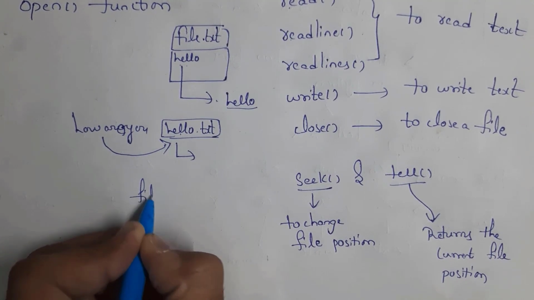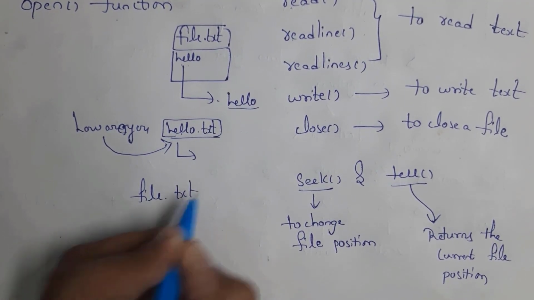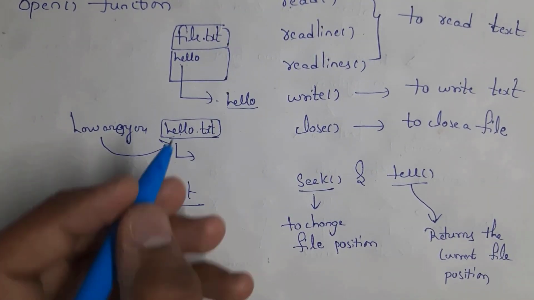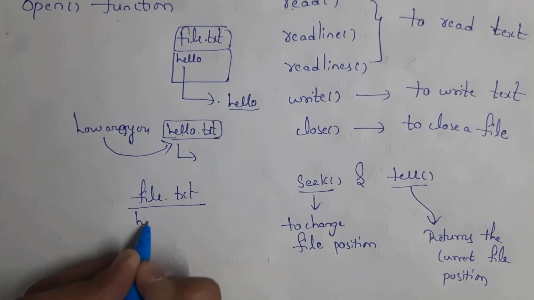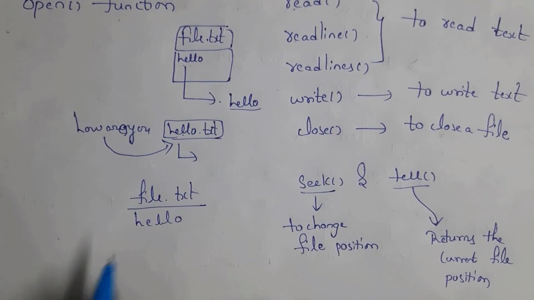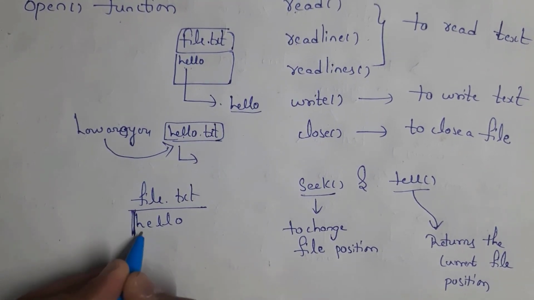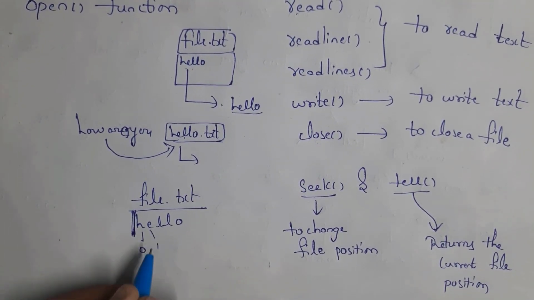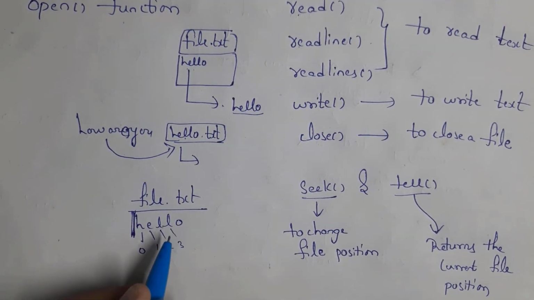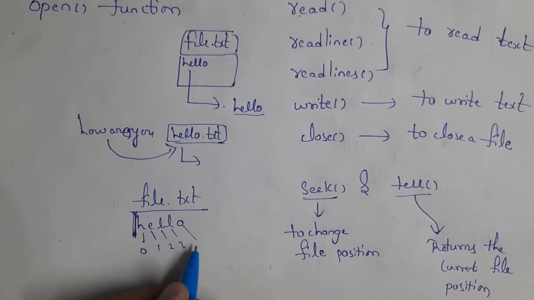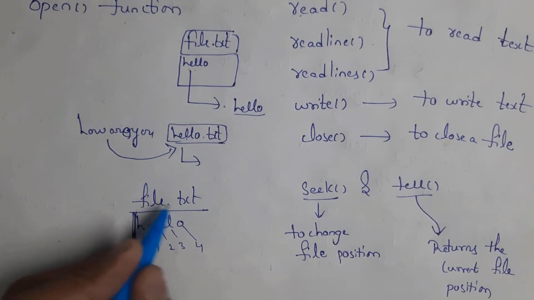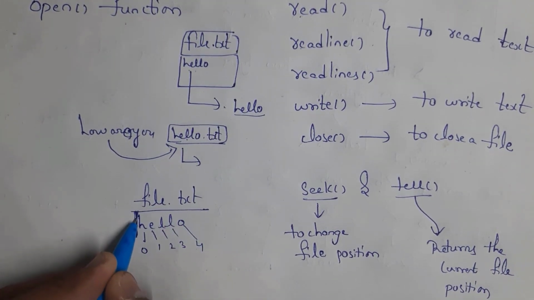For example, my text file name is file.txt. This text file contains data, that is hello. Whenever you open this file, your cursor will be at the starting. H is present at index number 0, E at index number 1, L at index number 2, L at index number 3, and O at index number 4.